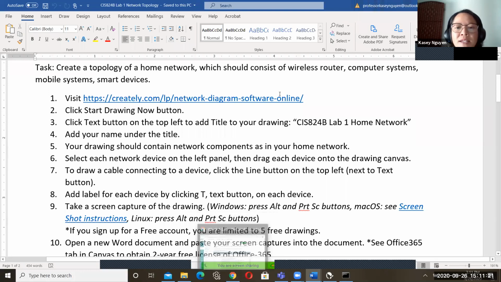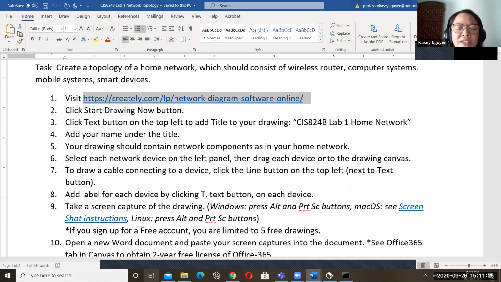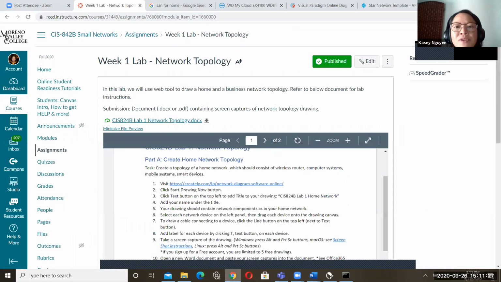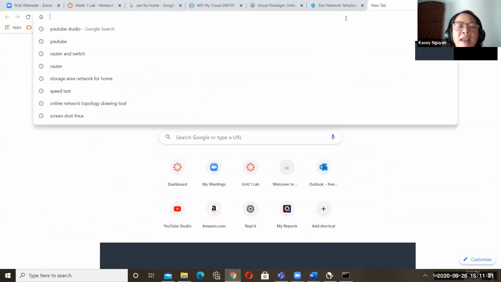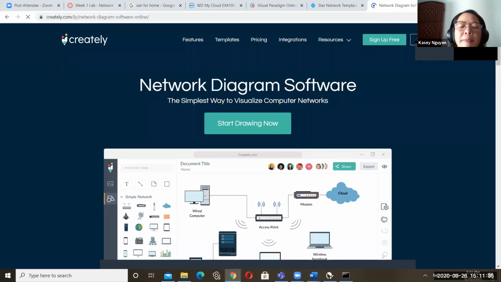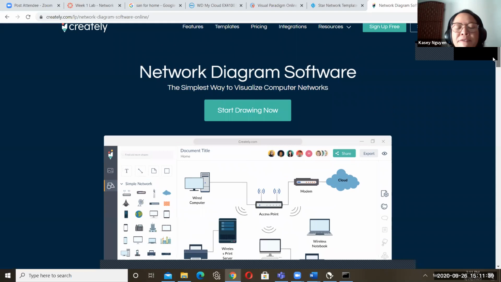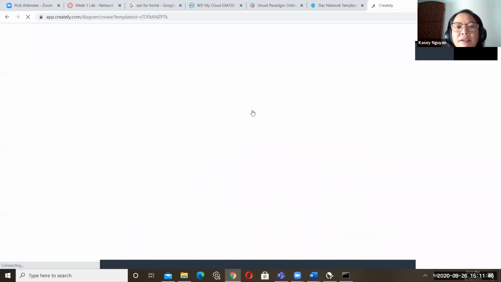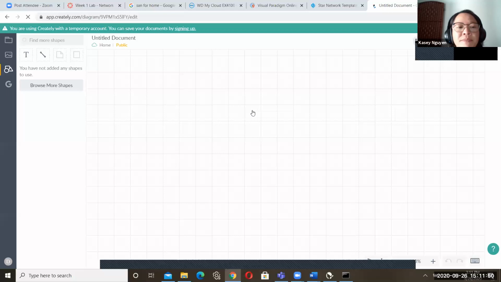All right, so let's go to this website real quick. And you don't have to sign up for it. If you do sign up, they give you like 5 free documents, and then they're going to try to charge. So I don't want you to pay, okay? Once you're on the website for Part A of lab 1, you just simply click Start Drawing Now. The tools nowadays are so nice compared to before.